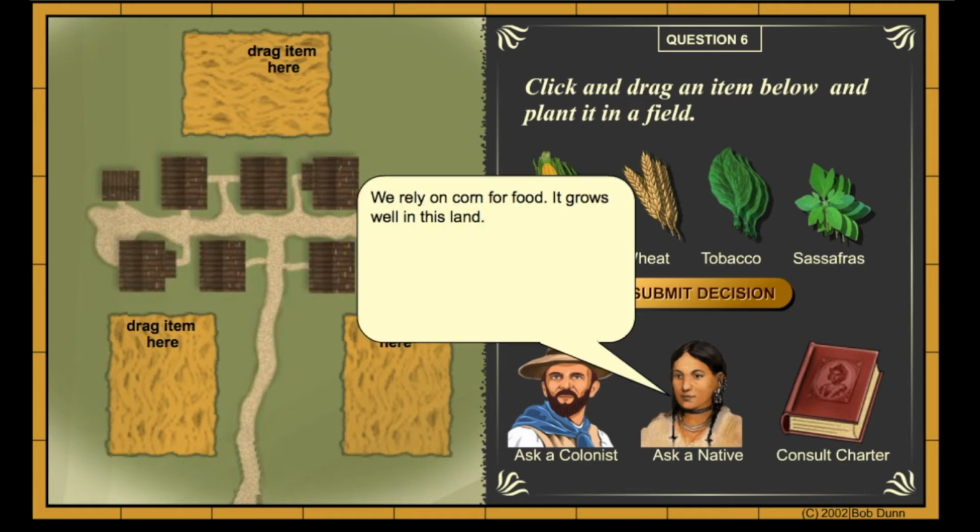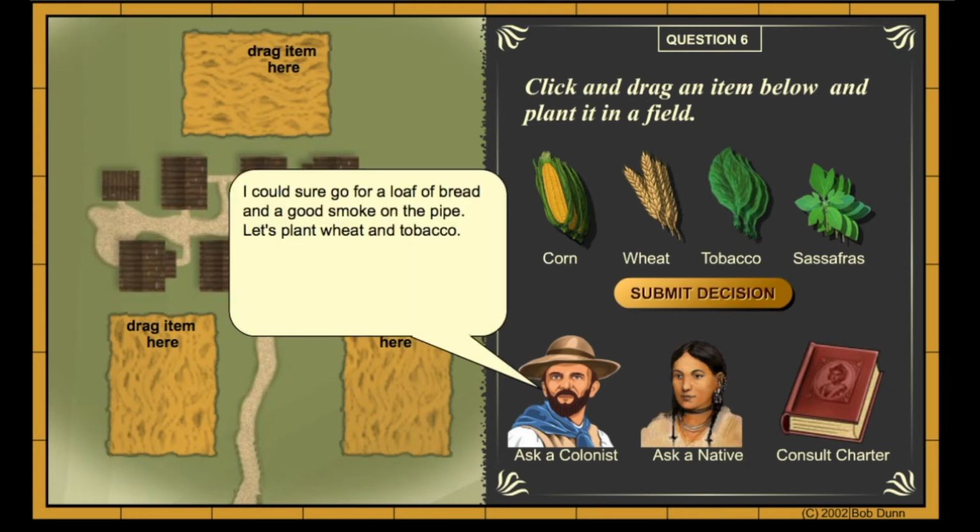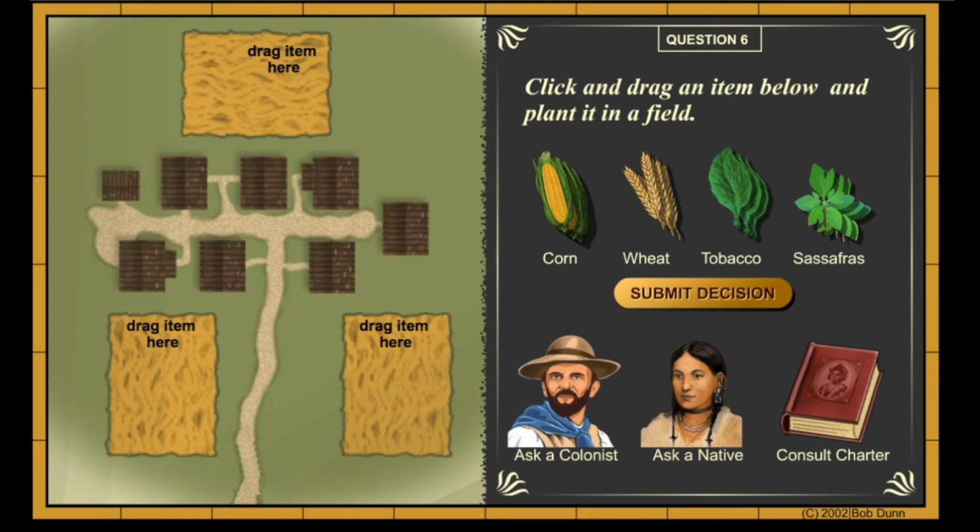Let's see what the native who lives here and knows what kind of crops grow best in this land. Corn is good. Yeah, we rely on corn. It's very important. Let's ask the colonist, though. What does he think? I could sure go for a loaf of bread and a good smoke on the pipe. Let's plant wheat and tobacco. So he says wheat and tobacco.